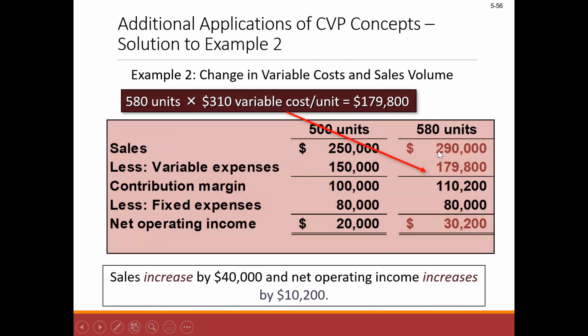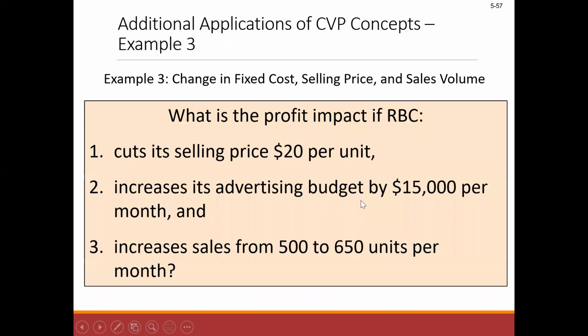So what happens here? Our variable expenses are going up. By increasing 80 units, it basically increases our sales. The unit price stays the same. It does increase our variable costs, but our contribution margin is higher. Okay? Better quality, they're selling more is the assumption here. And ultimately, it's increasing our net operating income.